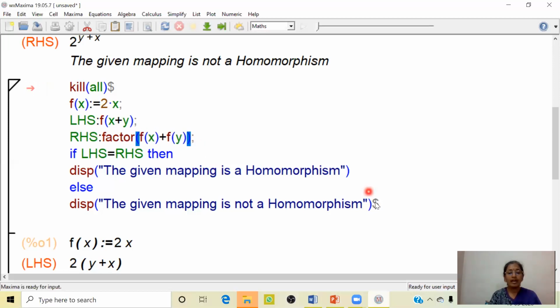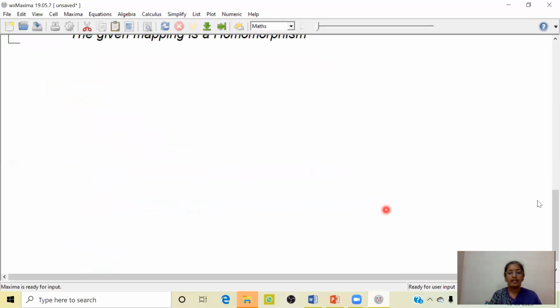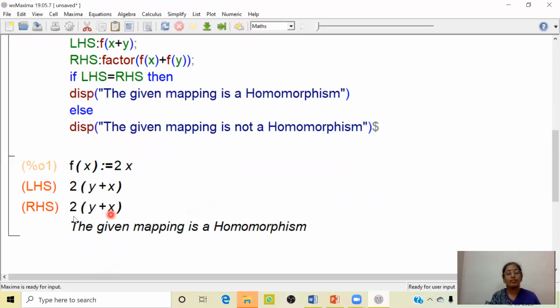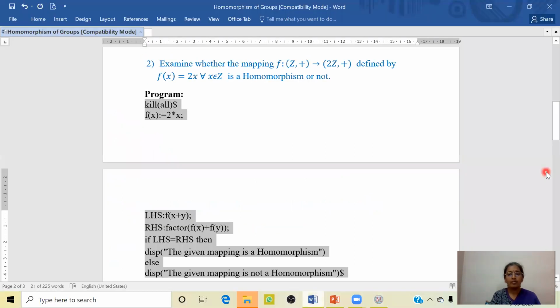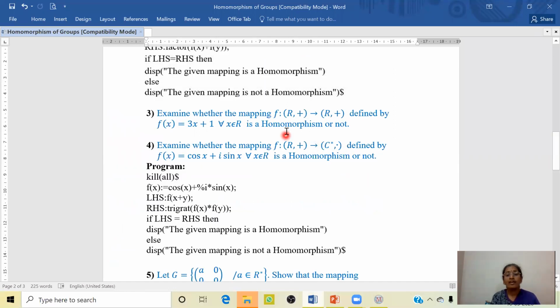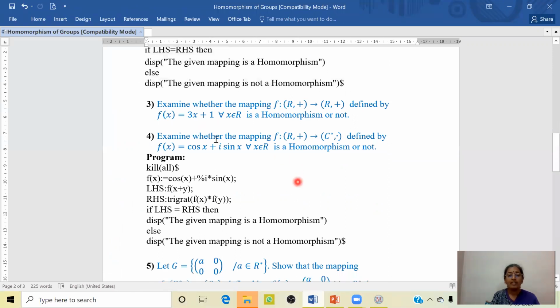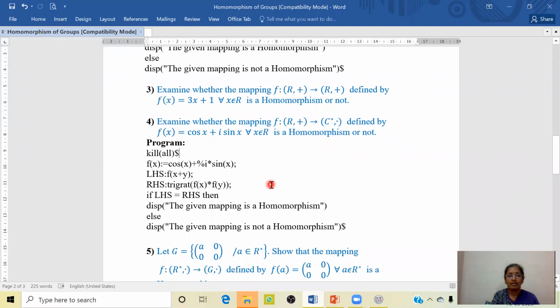So when we put the factor and now execute, we get that it is a homomorphism, because here 2 is removed as a factor. So let us go to the next example. In the next example, you have f from R plus to R plus, and f of x equals 3x plus 1. Similar to the previous one, where it was 2x, here it is 3x plus 1. In the f of x part, you just change that to 3x plus 1. So you can execute by yourself.